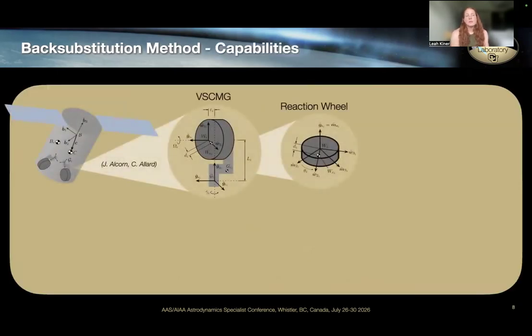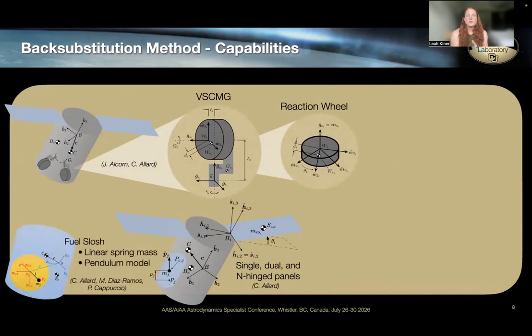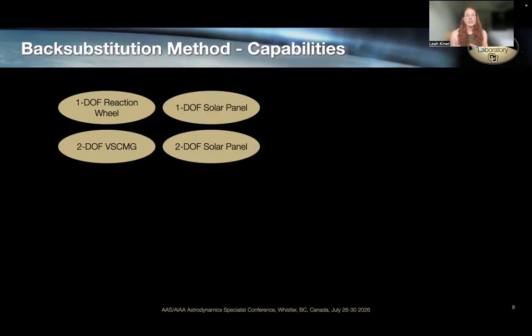Next, there have been many different formulations introduced for modeling different systems, such as reaction wheels via CMGs, single, dual, and end-hinged panels. We've also seen fuel slosh models, and more recently, n-body sequential chains of either rotating or translating components. Essentially, here in gold, we can see some of these existing components that we can simulate using this method. We have a 1-DOF reaction wheel or a 2-DOF panel.